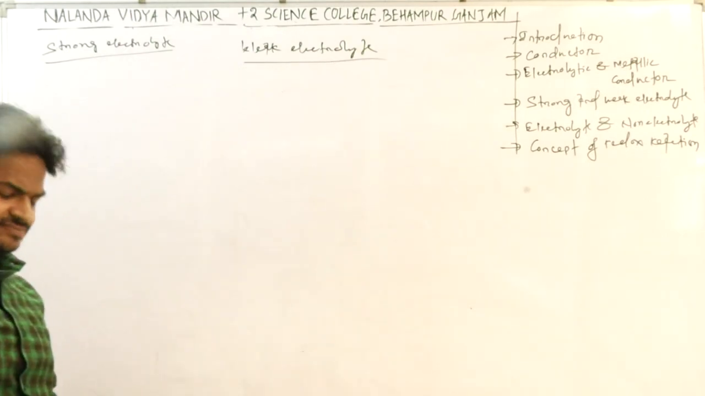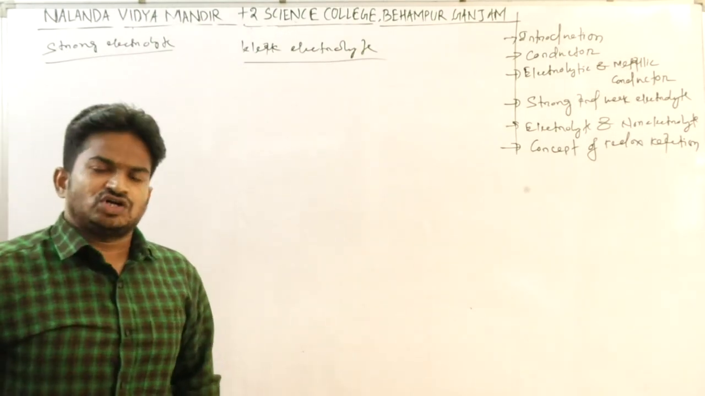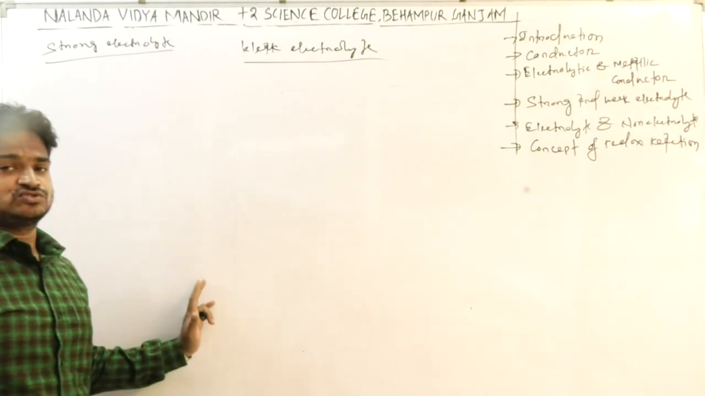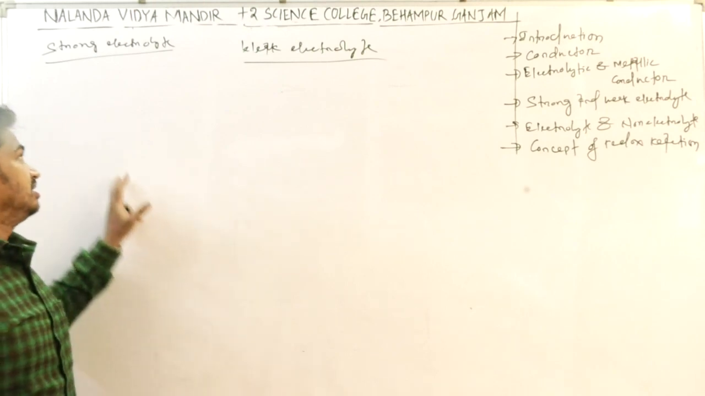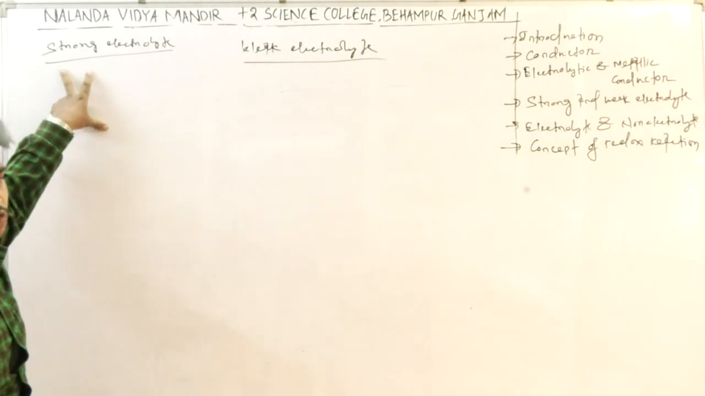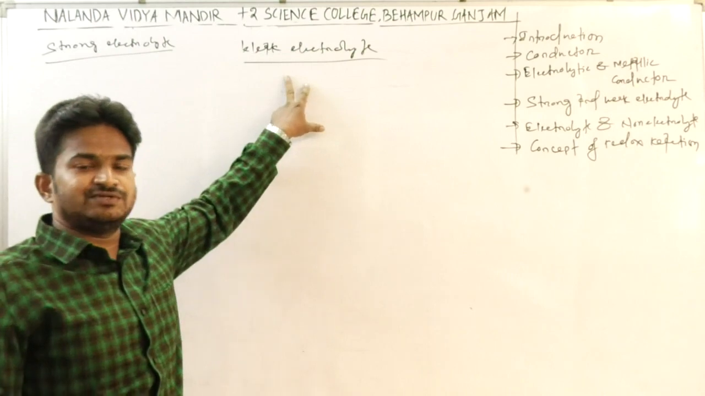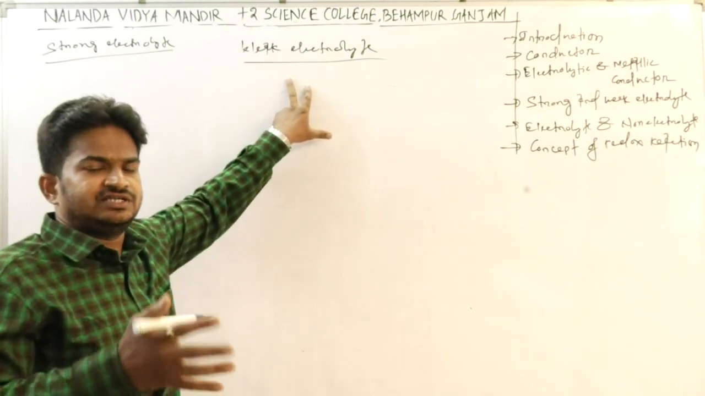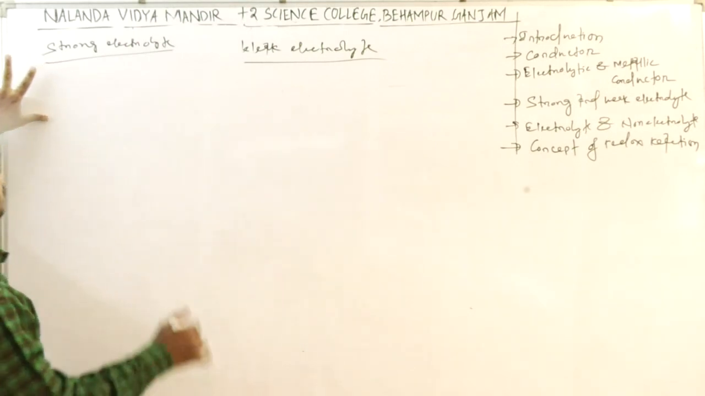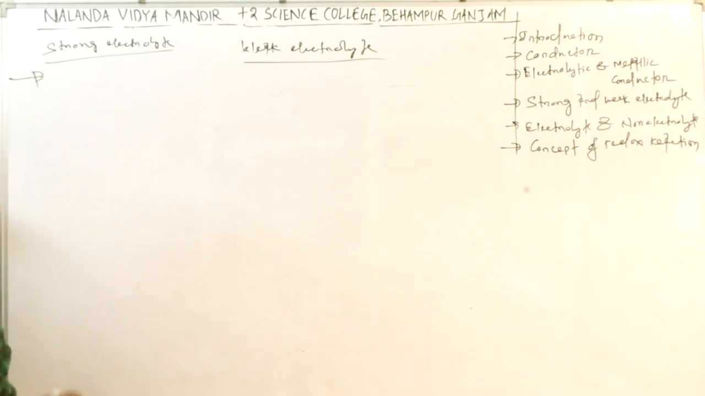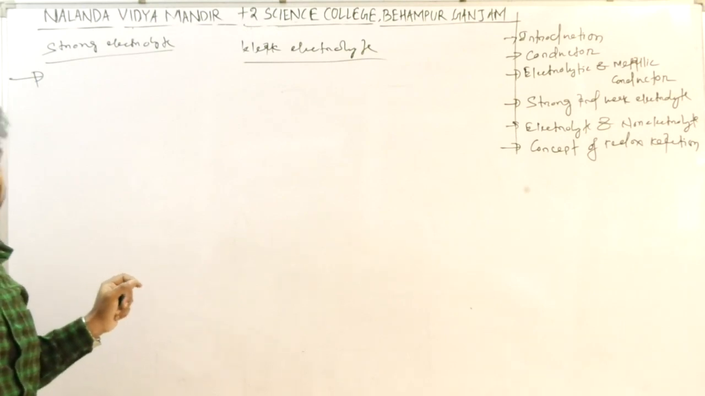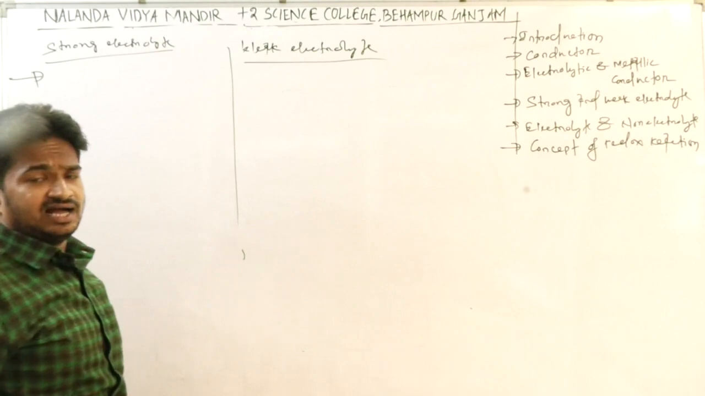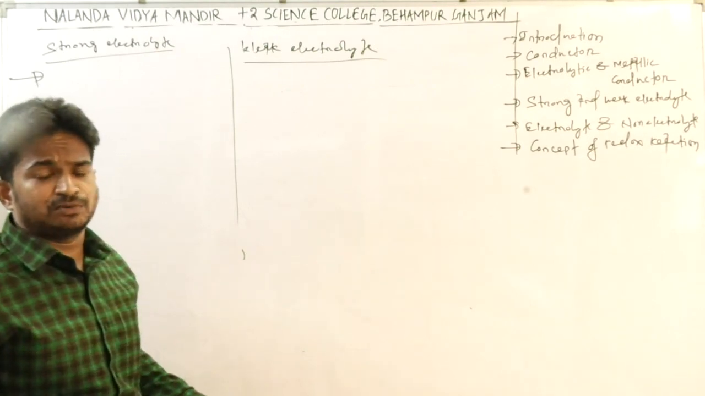See, electrolytic solutions show conductivity of electricity, but not all electrolytes show it to the same extent. A few electrolytes show a great extent of conductivity, and a few show less, meaning they do not conduct properly. So what are the strong electrolytes? The electrolytes which completely dissociate. Through the difference, I am trying to make you understand properly.